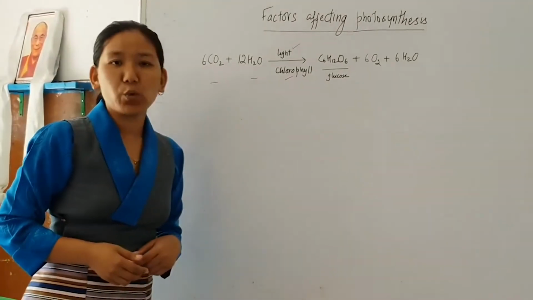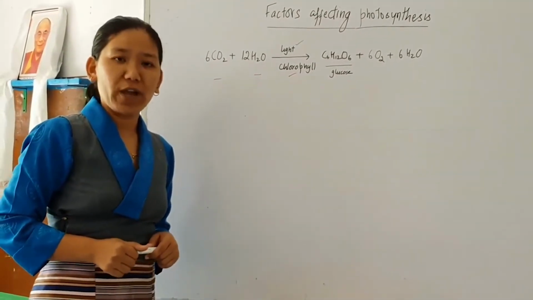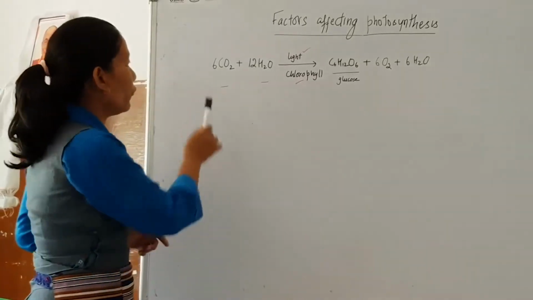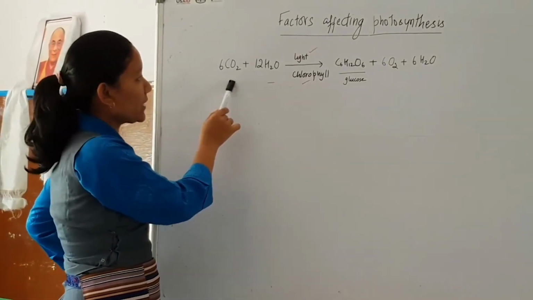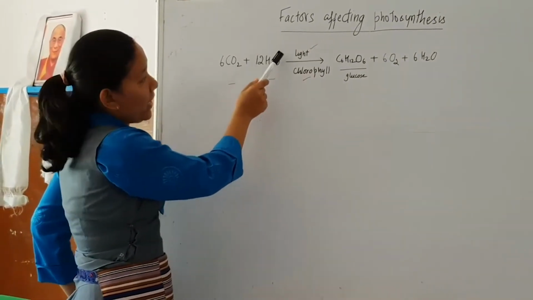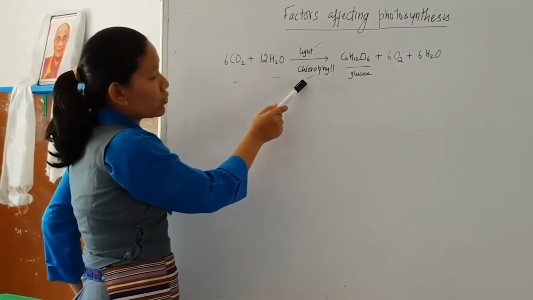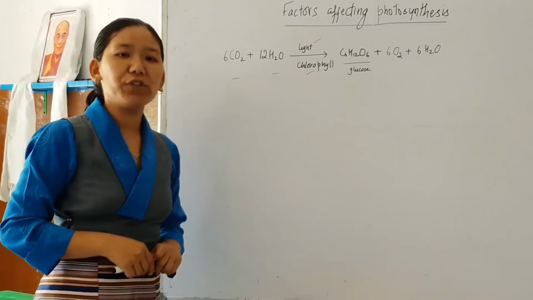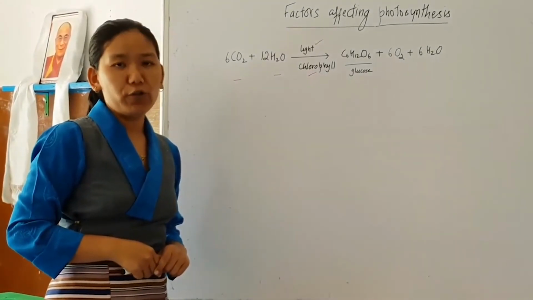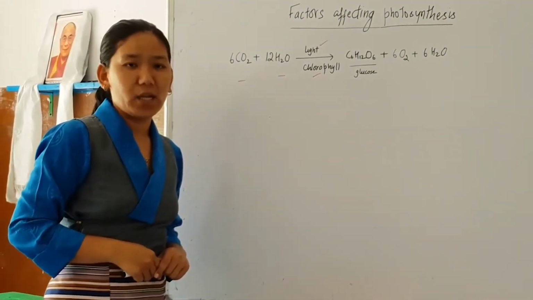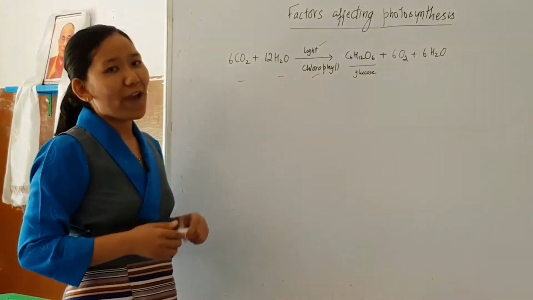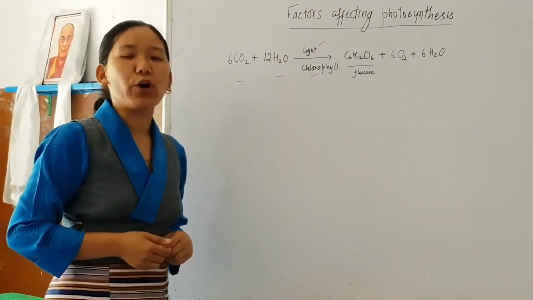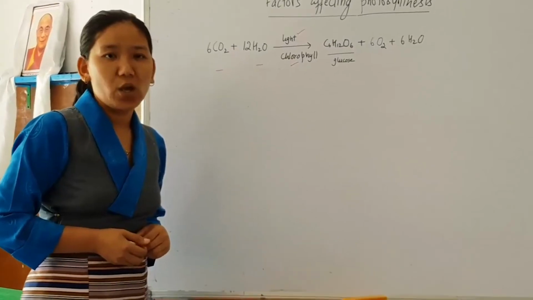Now, if you look at this equation, you can find various factors involved in this. So the first one you can see is carbon dioxide, next water, and then light and chlorophyll. So you can see in this equation itself, you can find 4 different factors involved in photosynthesis. Okay, so these factors will affect the rate of photosynthesis.